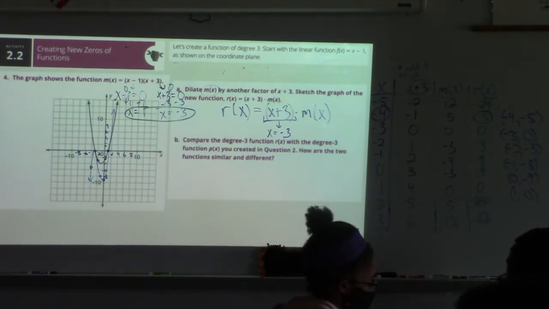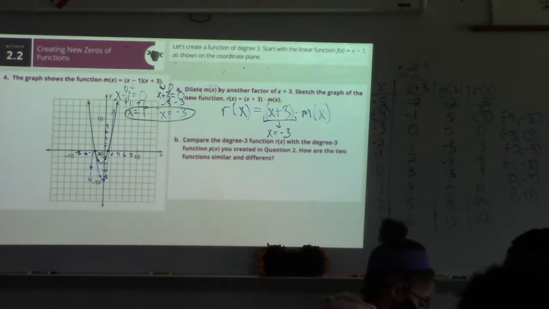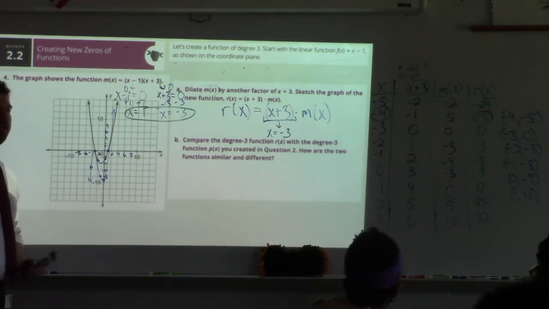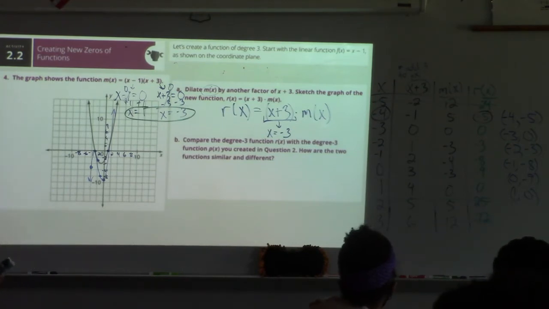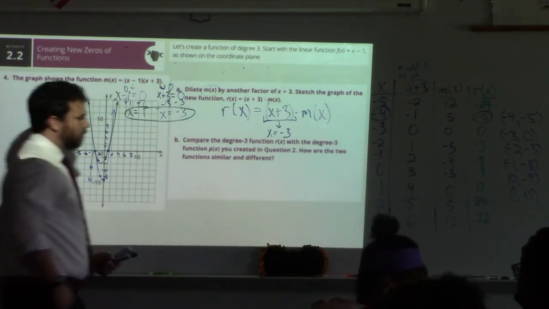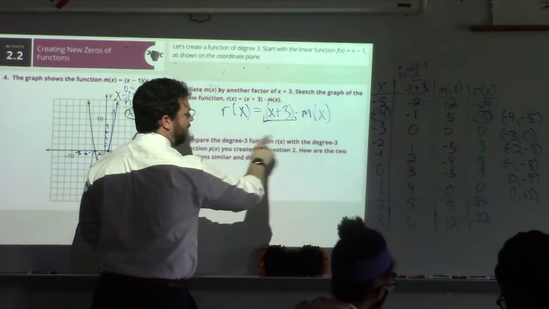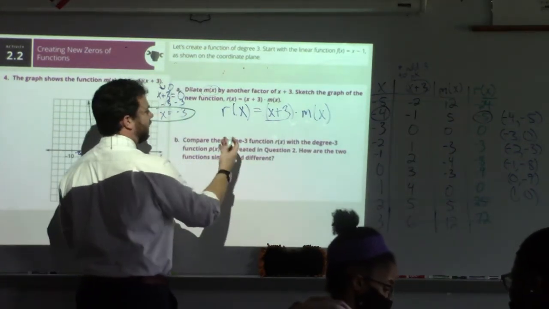Yeah, that's it. Alright, I'll deal with that more in a second. I got it. Okay, so again, how can I quickly check to see if this is correct? What do we have at our fingertips? Graphing calculators, right? Now, can you type it into the calculator like this, x plus 3 times m of x? No? So how would I write r of x then?